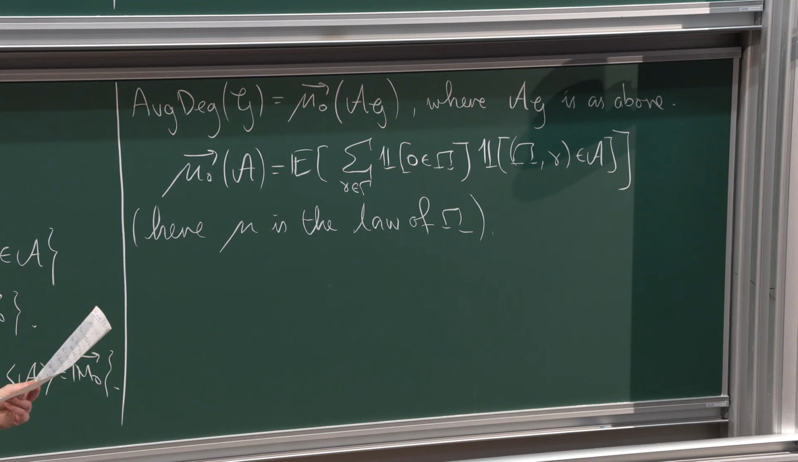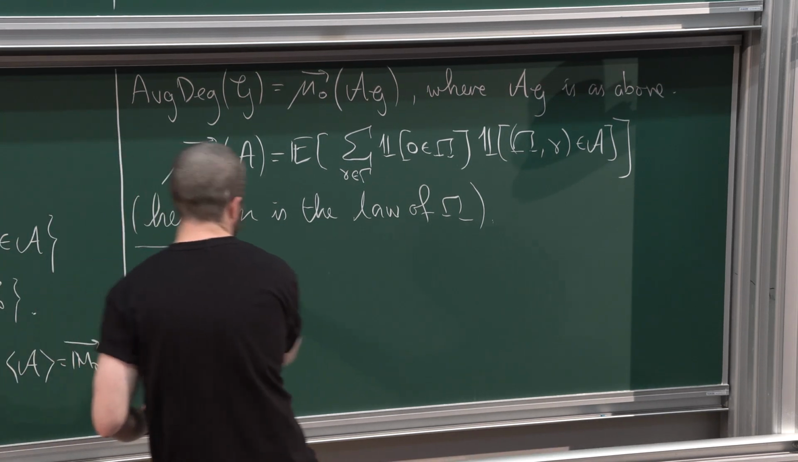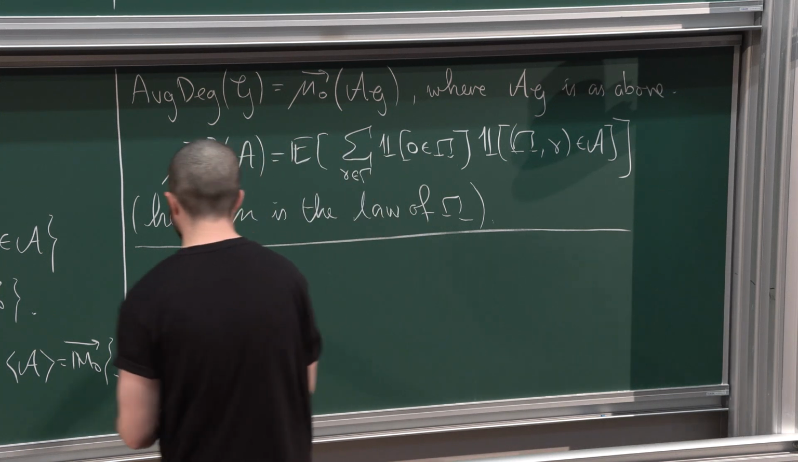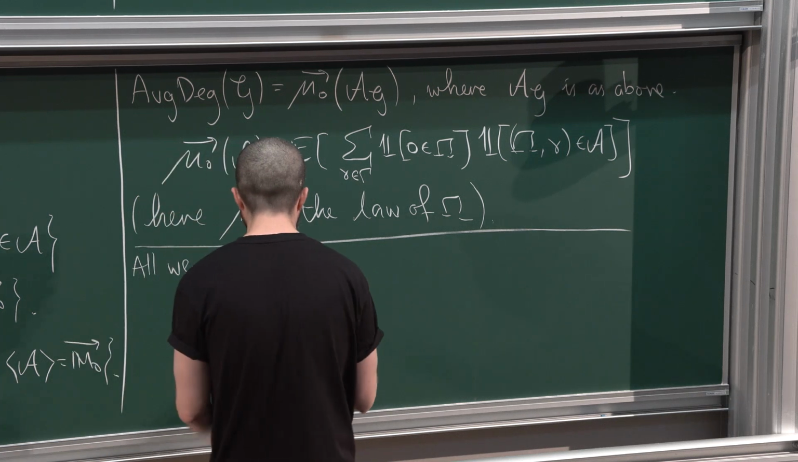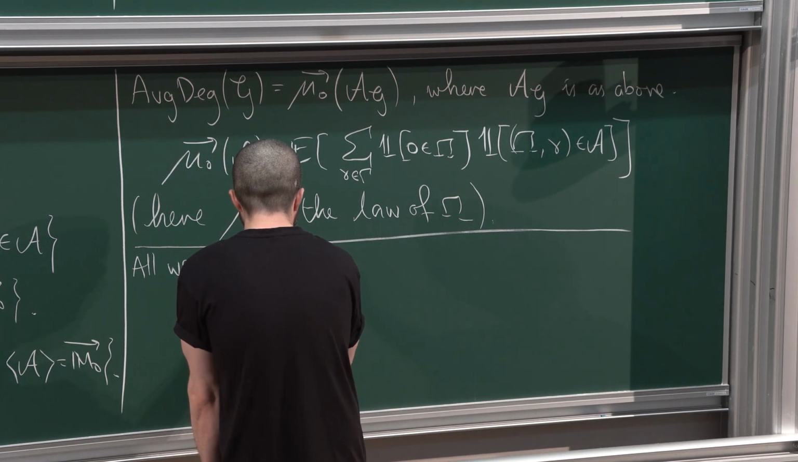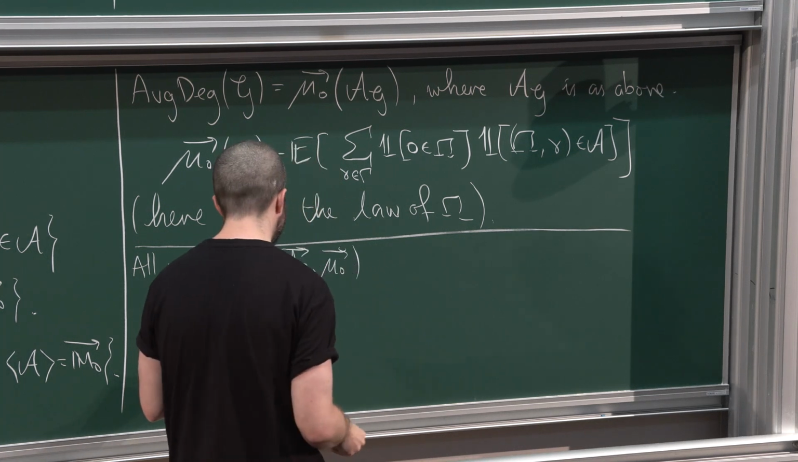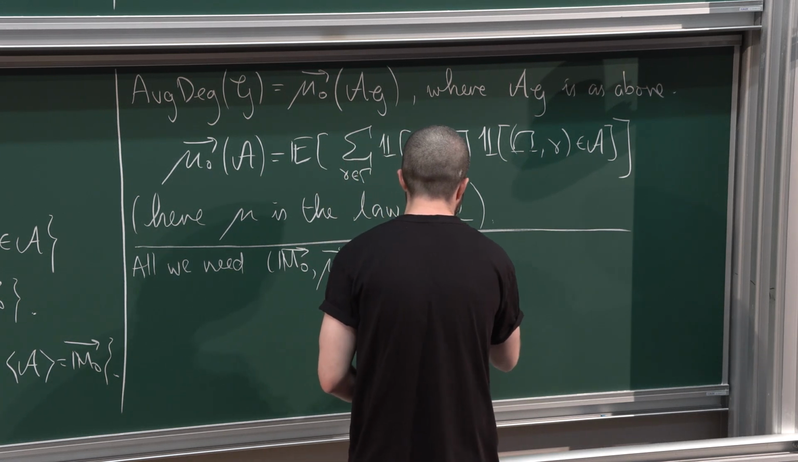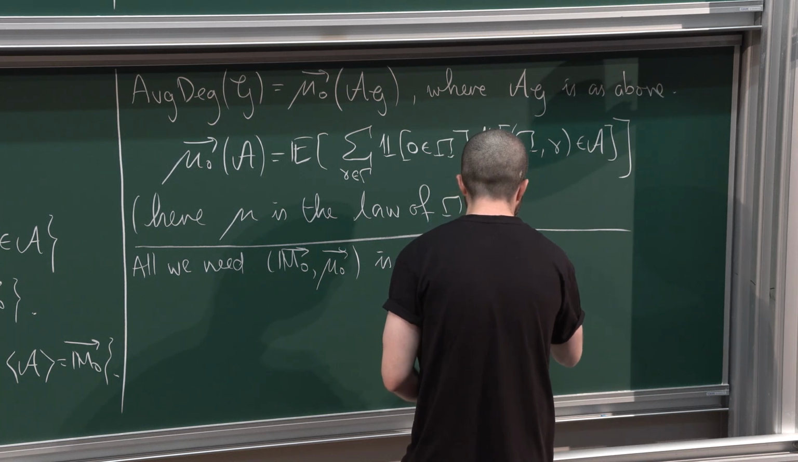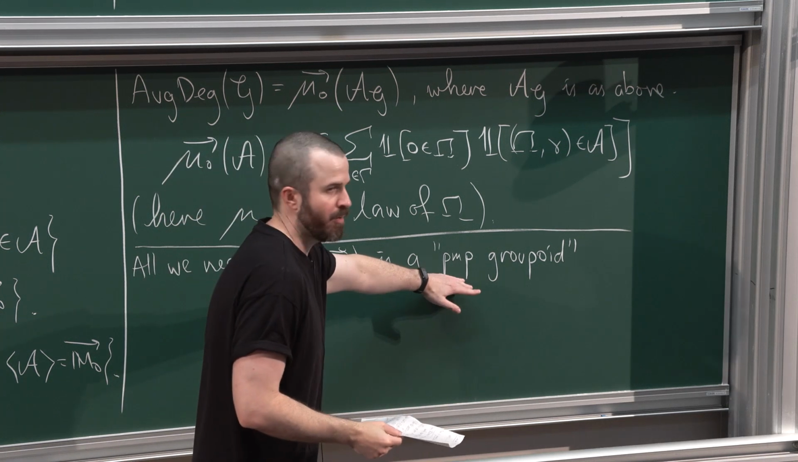I should summarize this. We really don't need very much of this groupoid, just some basic fact. All we need is that if I look at this object, the space of arrows, together with this special measure that I've just defined, this is what's called a PMP groupoid. I won't define this term PMP, but it was the integral equation I wrote on the board yesterday.